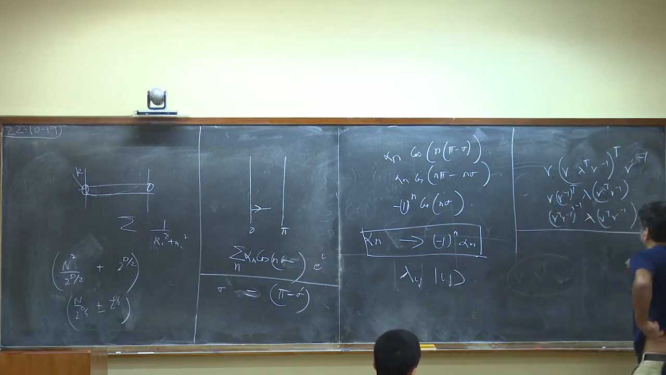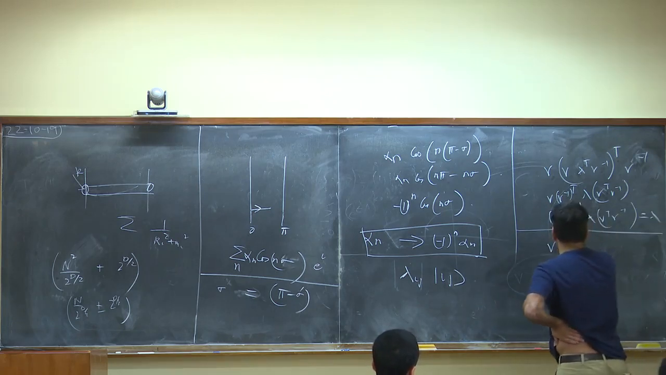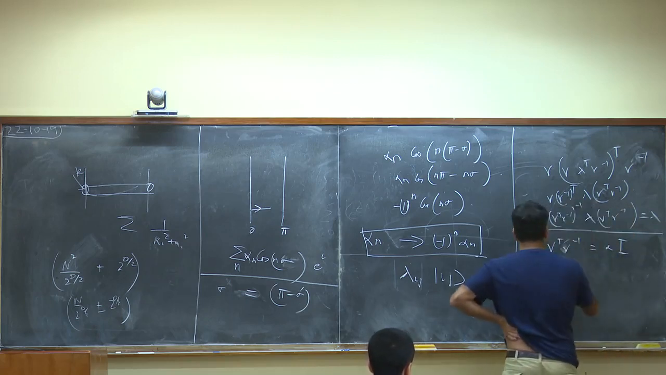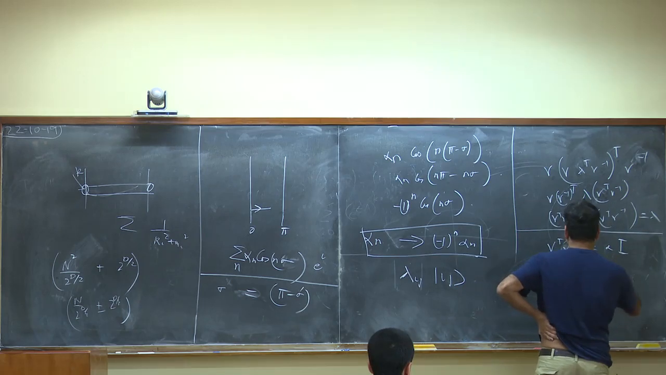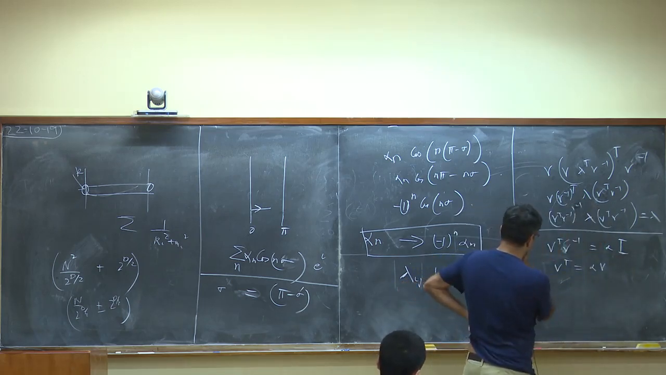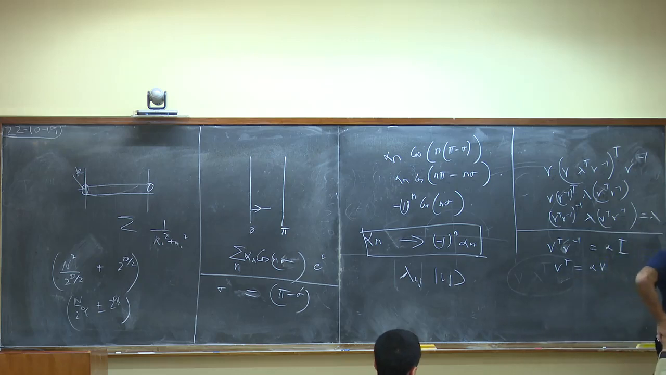What have we concluded? So what we need is that gamma transpose gamma inverse is equal to alpha identity. I think you're right about that. So gamma transpose is equal to alpha gamma. This is correct. Now the question is, how do you solve this equation?